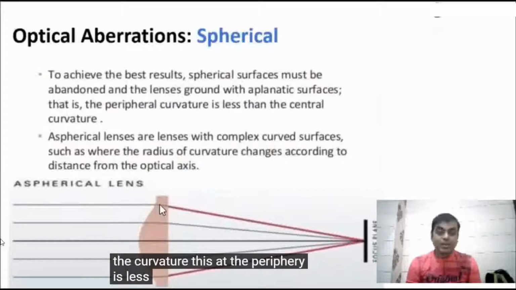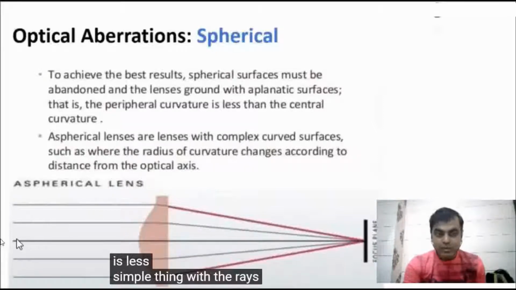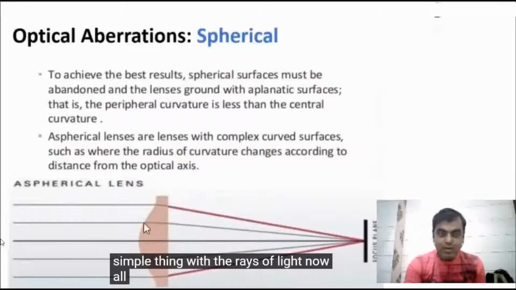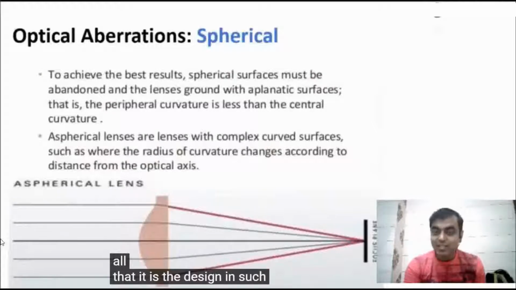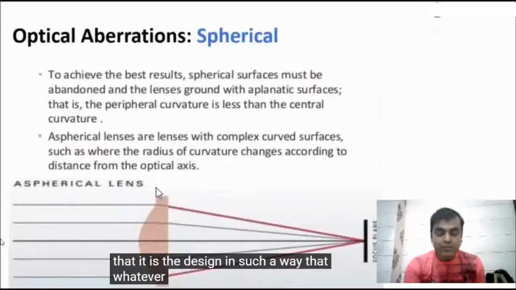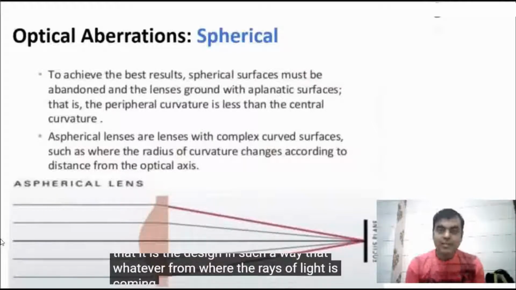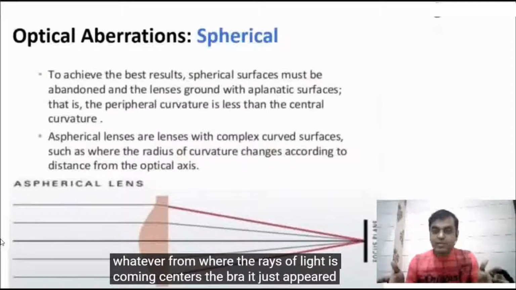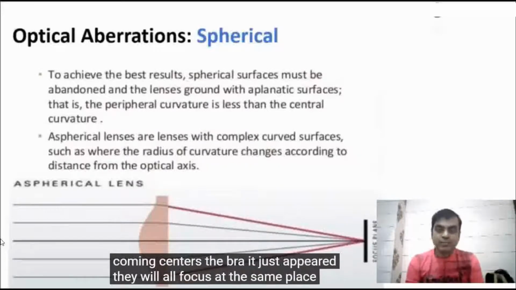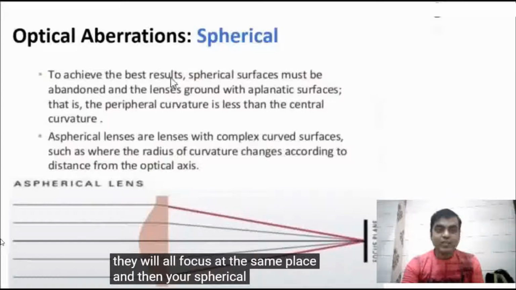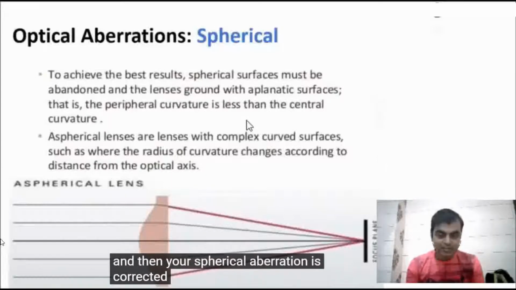What will happen because of this? Simple thing: the lens is designed in such a way that wherever the rays of light are coming from, whether from the center or from the edges, they will all focus at the same place, and then your spherical aberration is corrected, right?